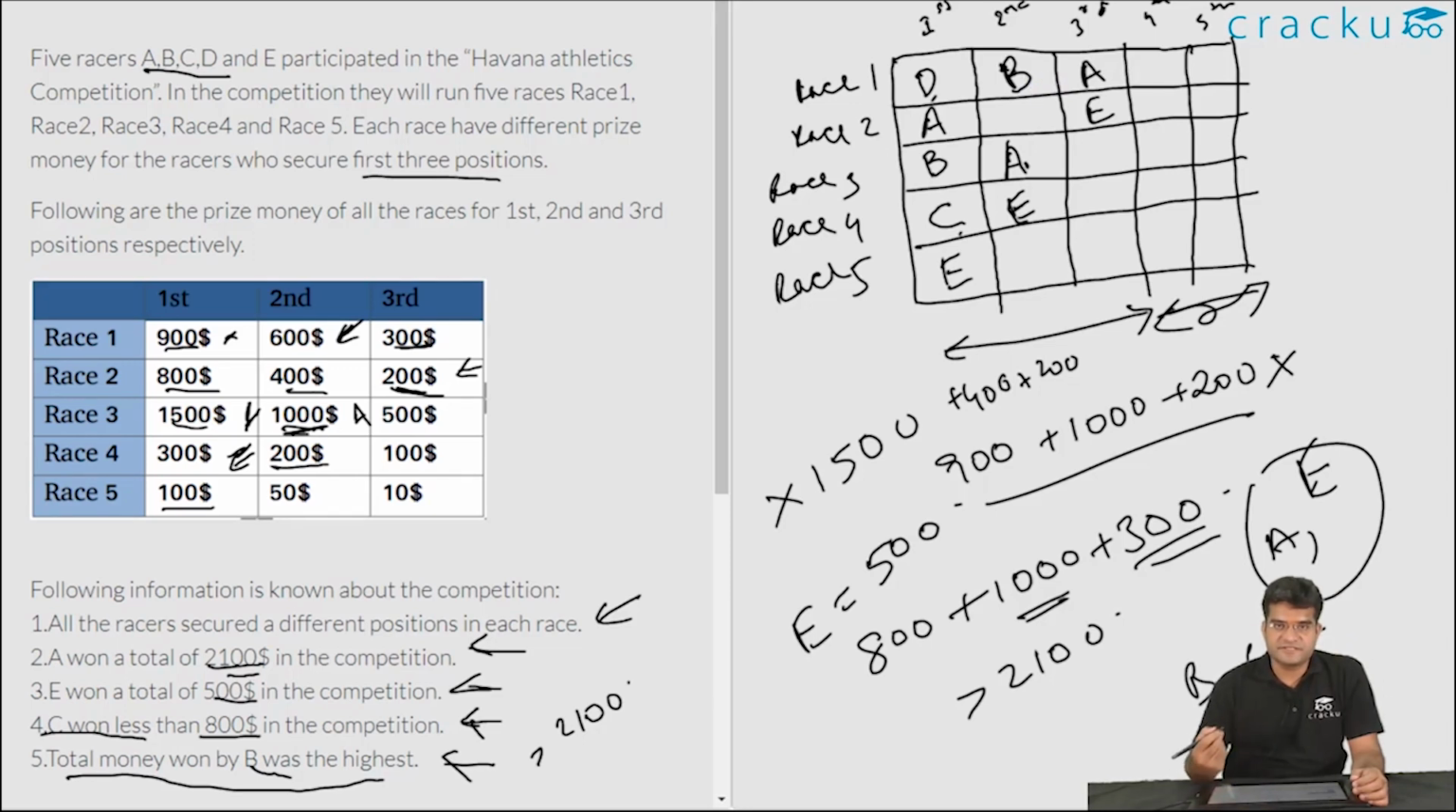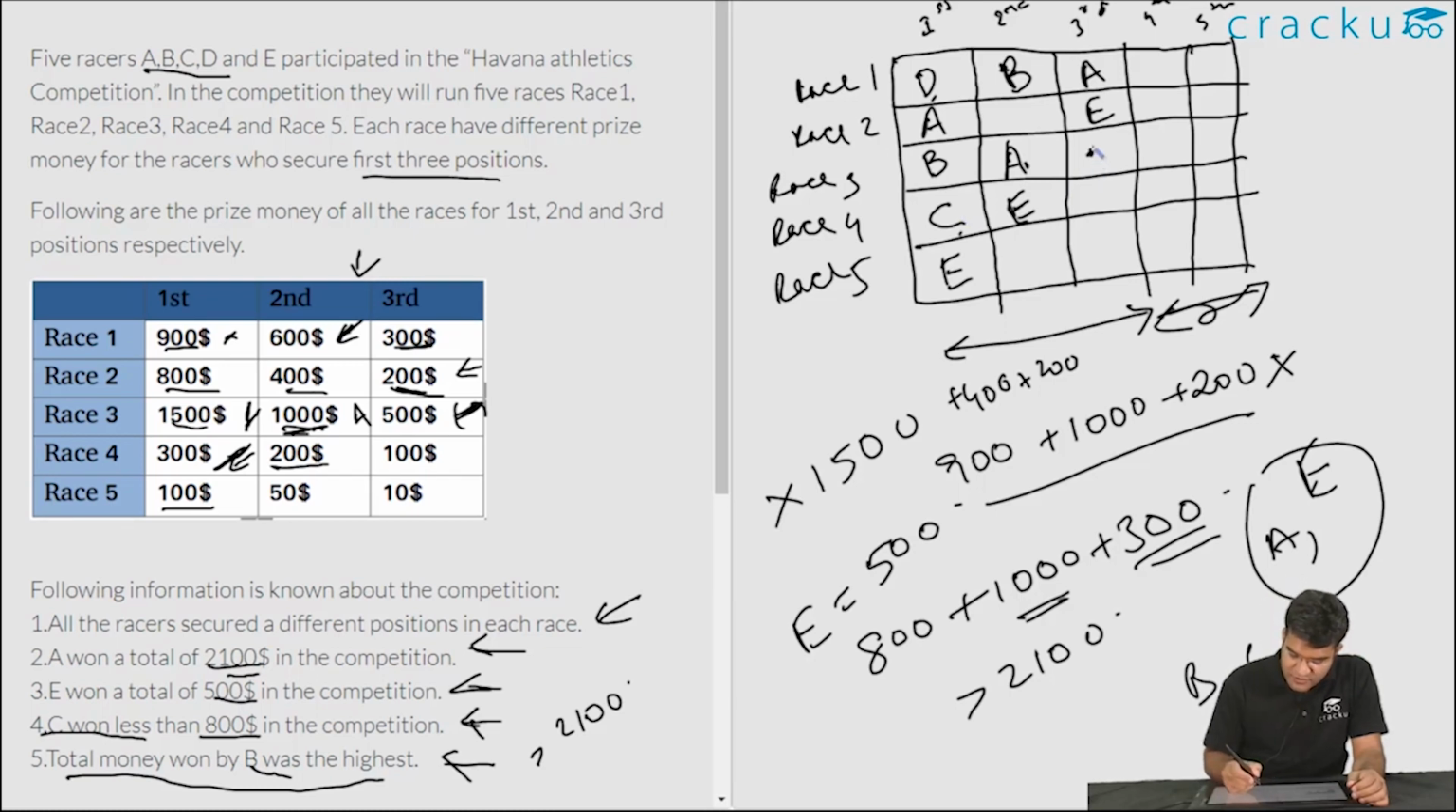Now we are again using the same strategy, because we know that C has won $300 here. He can't win 500 in race 3, because then the total will become 800, and whatever money he wins by coming second in any of the races is greater than 0. So the total money won by C will be greater than 800, and we don't want that. So we know that C did not come third in race 3, and the reason we are doing that is again trying to fill this up like a Sudoku.